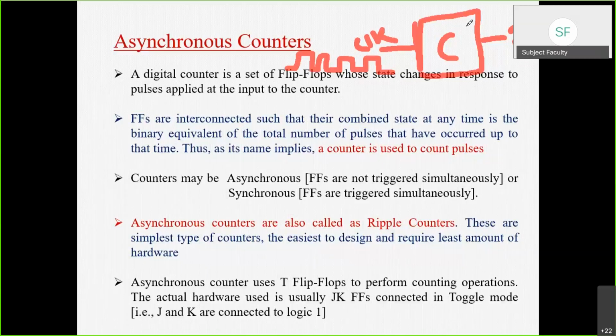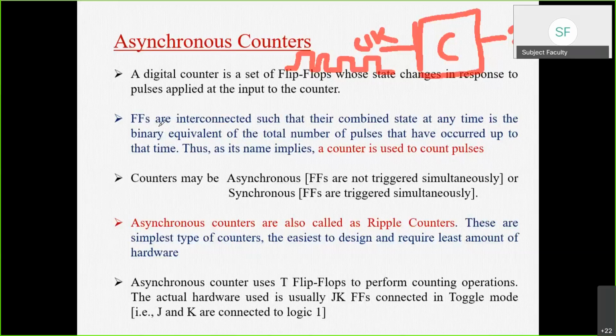I hope you have understood this definition of counter. It is very simple. What is the function of a counter? It will simply count the number of pulses applied to the clock signal. In this block, different flip-flops are interconnected such that the combined state at any time is a binary equivalent of the number of pulses that have occurred up to that time. I'm reading it one more time.